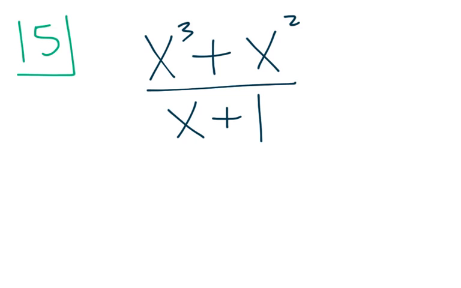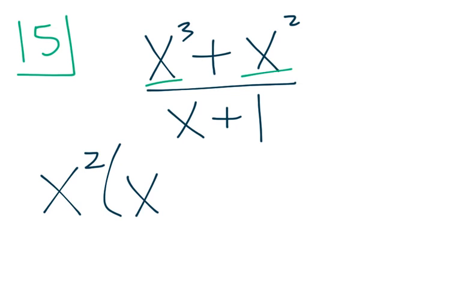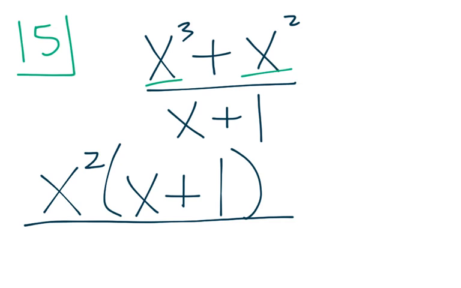So once again, we want to simplify. So we have x to the third plus x squared. We can factor out 2 x's from each of these. So we're going to factor out x squared, and x to the third divided by x squared is just x, plus x squared divided by x squared, which is 1. So we have x squared times x plus 1 over x plus 1.